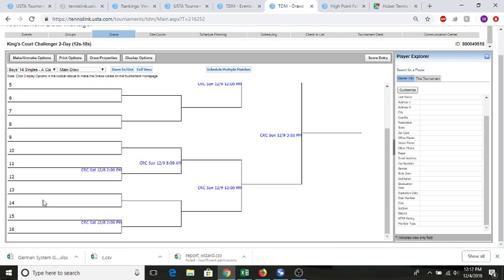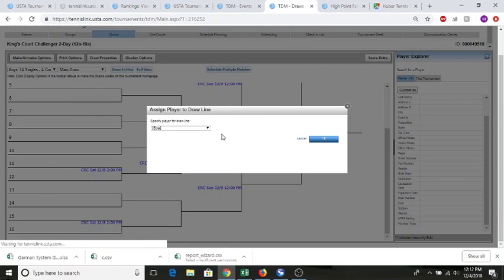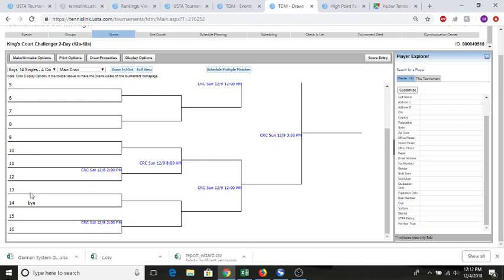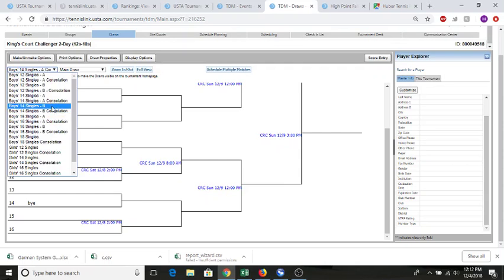And again, we had 13 losers, so I'm only going to put in 3 buys here. So someone could lose and get into this 13th spot. They'll have a bye and they'll play here, most likely Sunday morning. Quarterfinals of consolation. So that's boys 14's A. Let's go check out B.